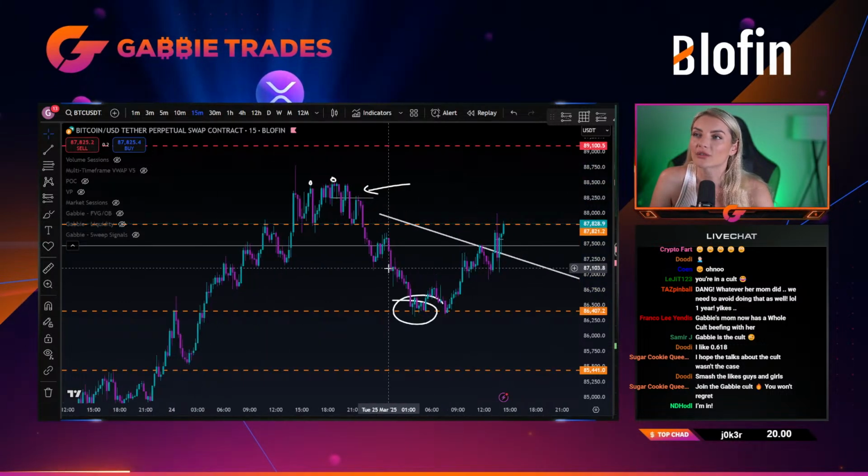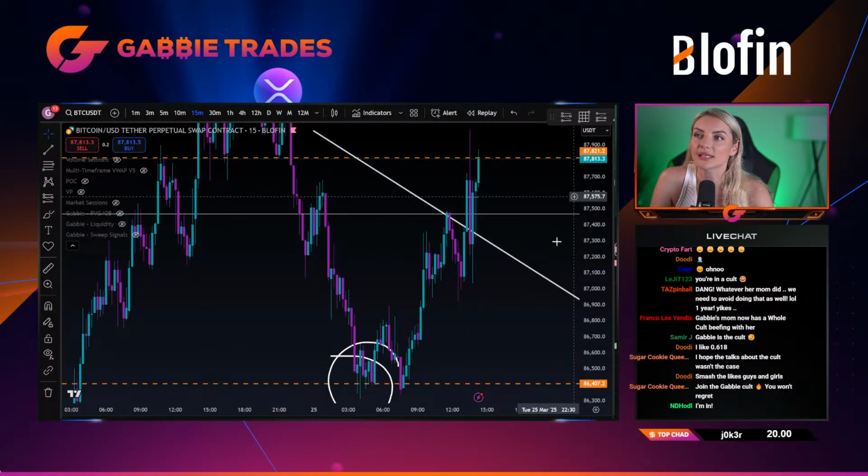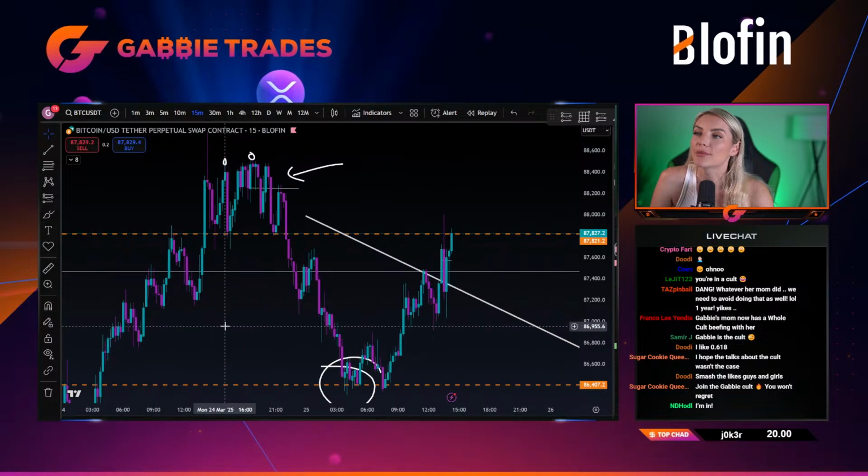Today, what I'm looking at right now is I want to see this level being lost, but we're not seeing that, right? Because this is the crucial level that yesterday the bears fought.